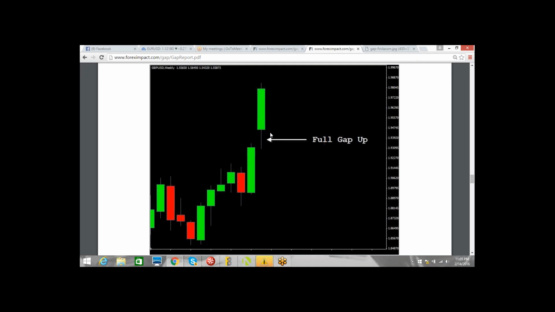Now, when it comes to determining a trend from trading gaps, there's not too much of a difference between a partial or a full gap. However, it's good to realize the difference between them.